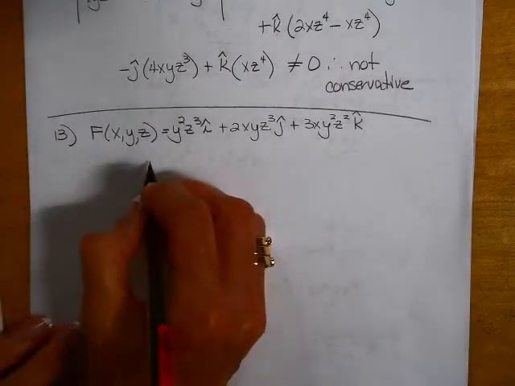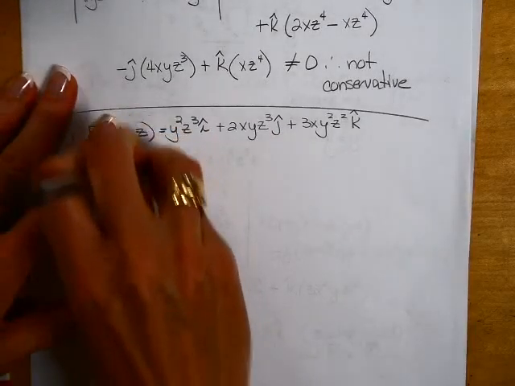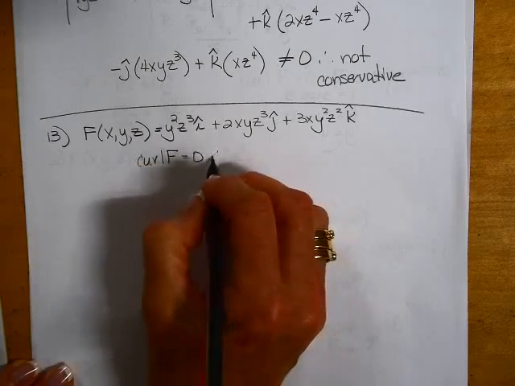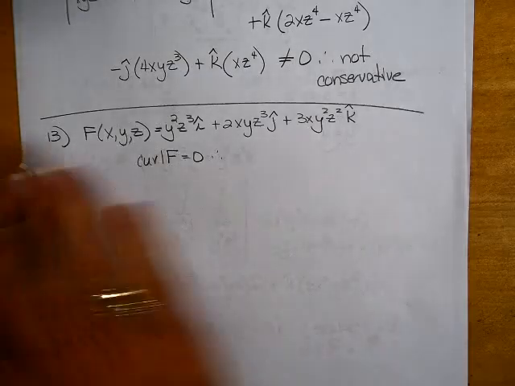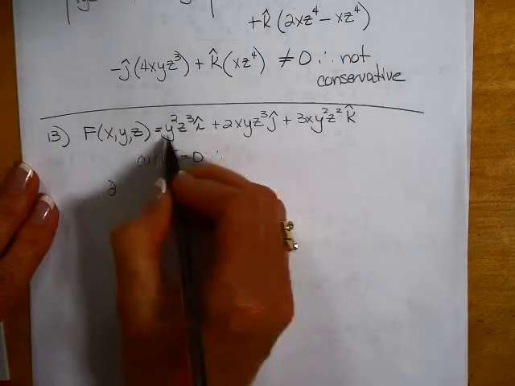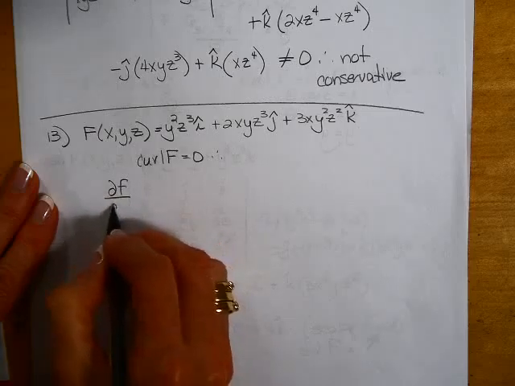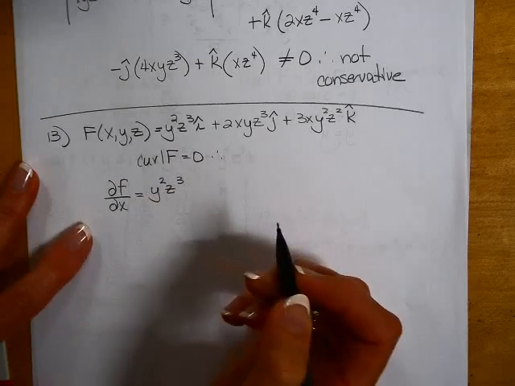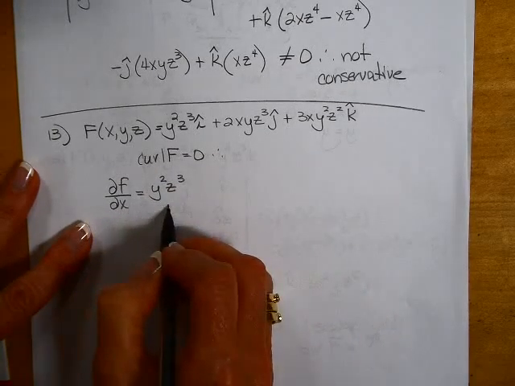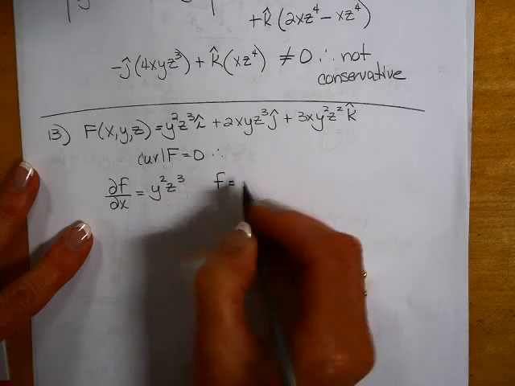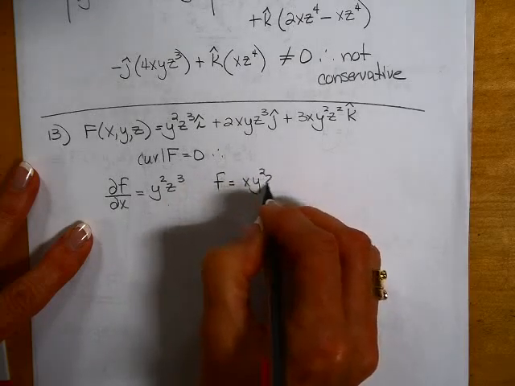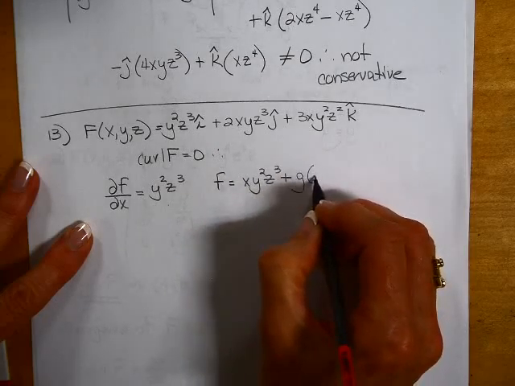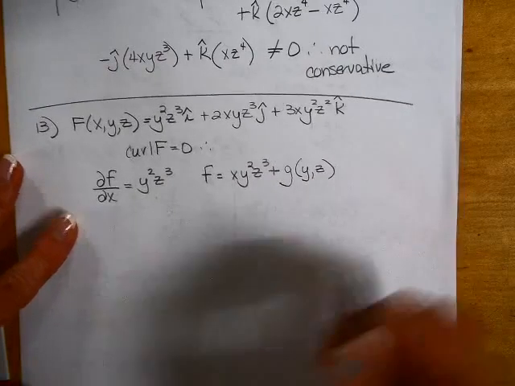Okay. It is conservative. We're going to say the curl of f is 0. Therefore, all right, we know by definition this first term p is the partial of some function with respect to x. That's y squared z to the third. So integrate this with respect to x, and that's going to give you f is x y squared z to the third plus some function that is in terms of y and z possibly.